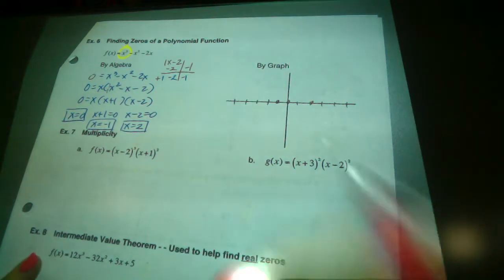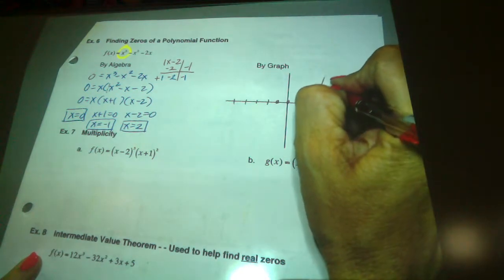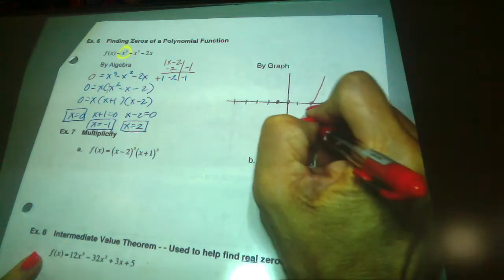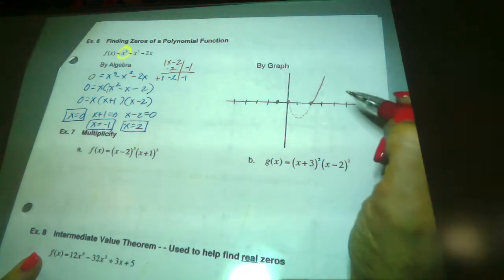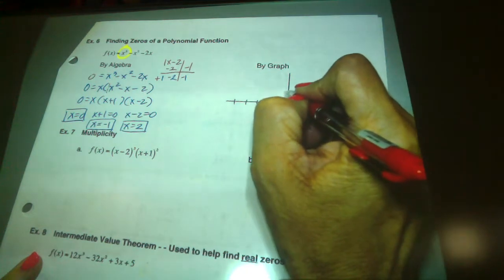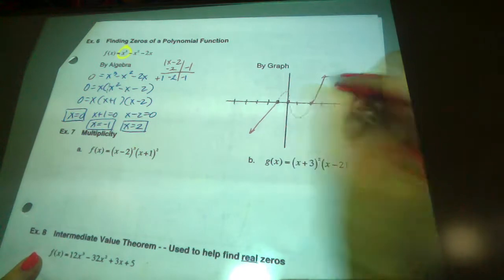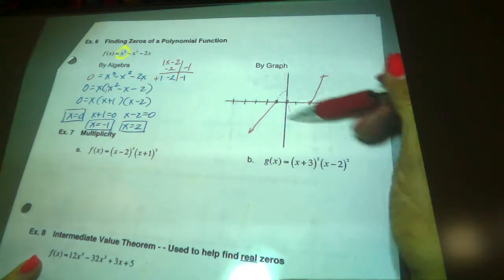So when I sketch my graph, I know I'm starting up. That's known. But here I don't know. I just know I'm going down until I come back up to hit the second zero. Then I have to go up and come down to hit the third zero, but my left hand behavior is going down. So this is the part that's unknown.